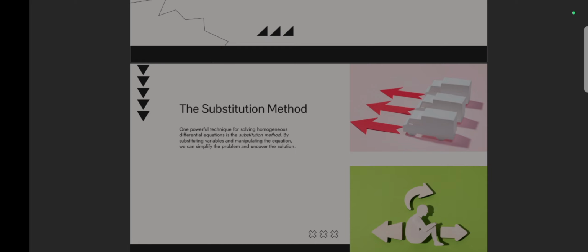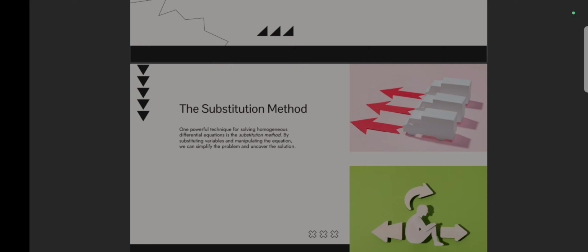Differentiate and substitute. Find the first and possibly higher order derivatives of y equals vx with respect to x and substitute these expressions into the original differential equation. The fourth one, solve the simplified equation.